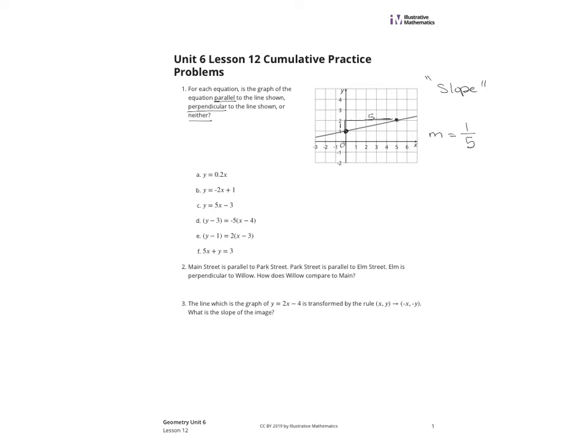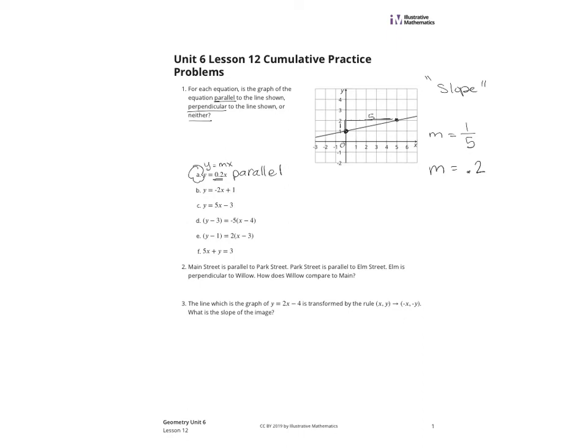So now I need to think about how that compares to 1/5. Why don't you grab out your calculator and do 1 divided by 5. And when you do that, you find that 1/5 is also the decimal 0.2. So this is y equals m times x, where my m is 0.2. So this would be parallel. Same slope.